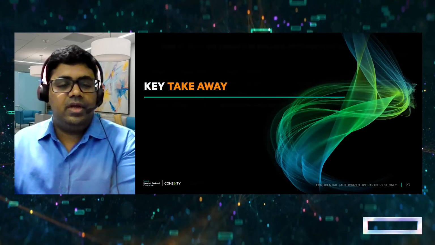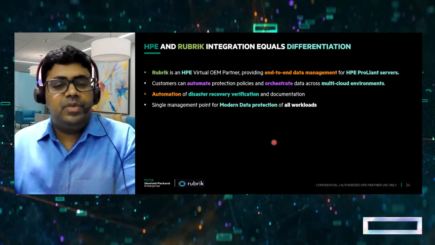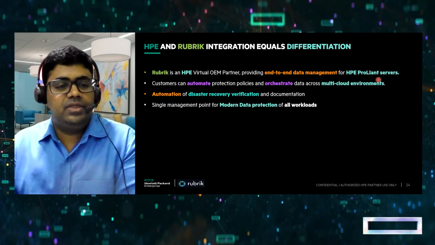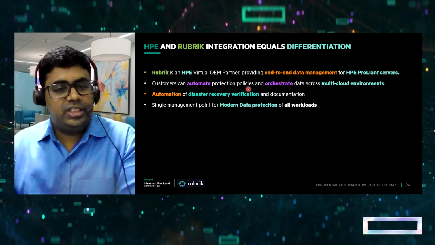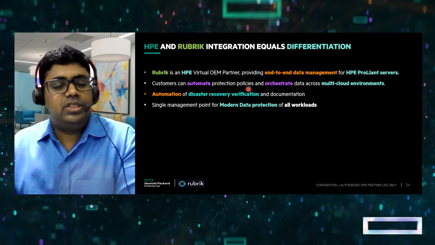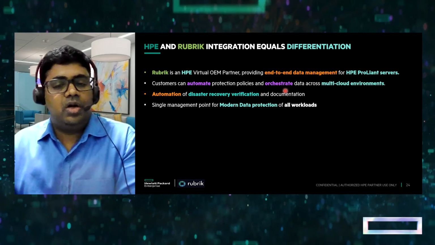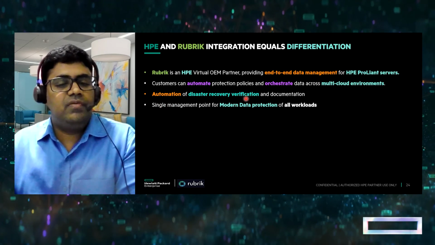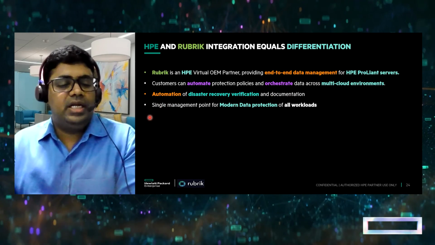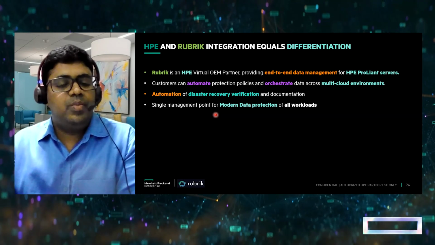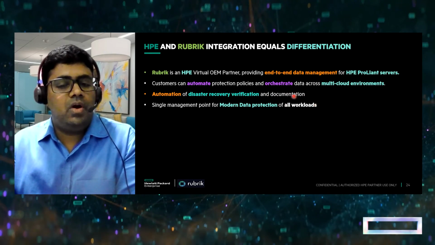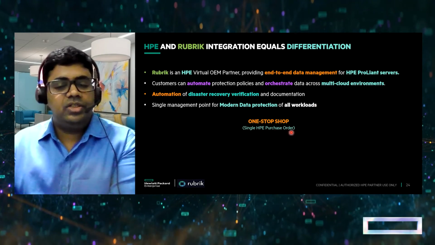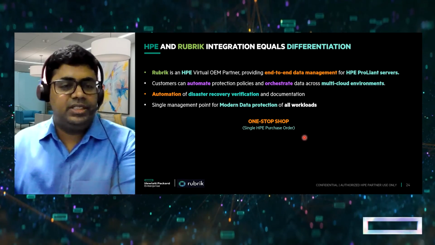And the key takeaway here is Rubrik is an HPE virtual OEM partner and provides end-to-end data management for HPE ProLiant servers. Customers can automate protection policies like silver, bronze, any of the SLA domain policies, and orchestrate data across multi-cloud environments, and automate disaster recovery verification and documentation. And in addition, a single management point for modern data protection of all workloads. Okay, it's a one-stop shop and a single HPE purchase order.